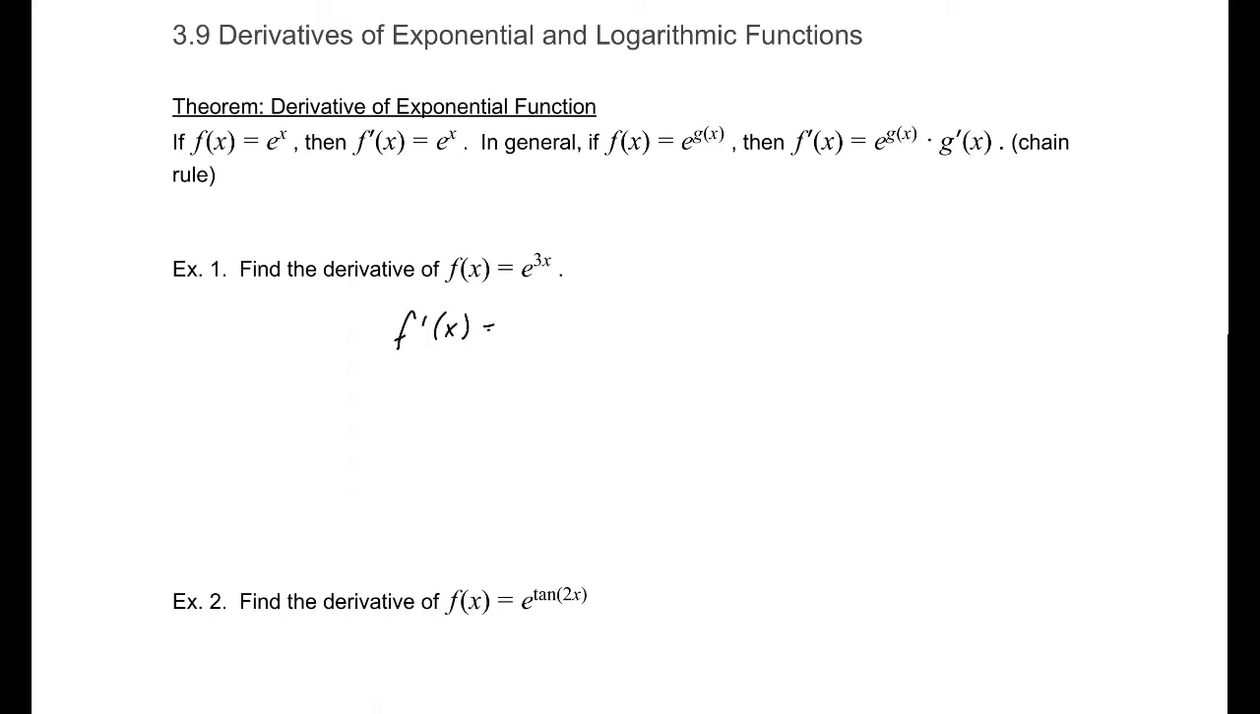Well, that means we have e to the g of x, from that right there. So we have e to the 3x times the derivative of our g of x, which in this case is 3. So let's go ahead and write that as 3e to the 3x.